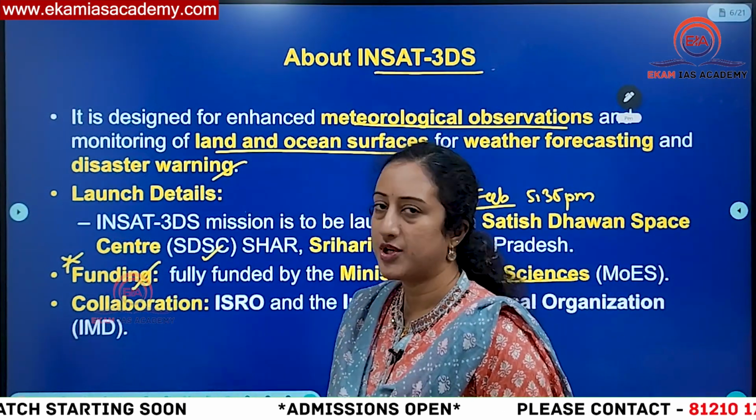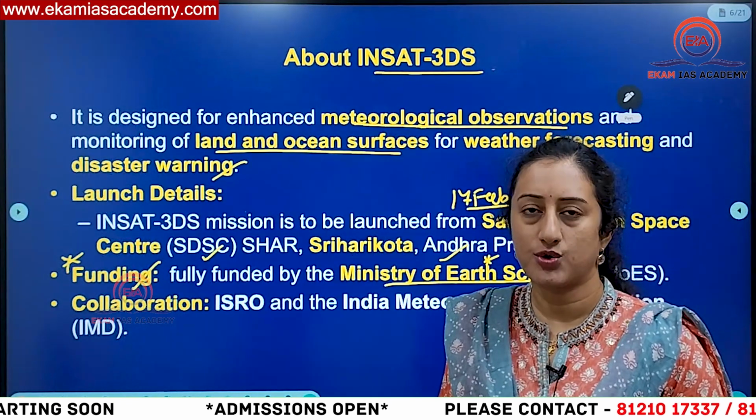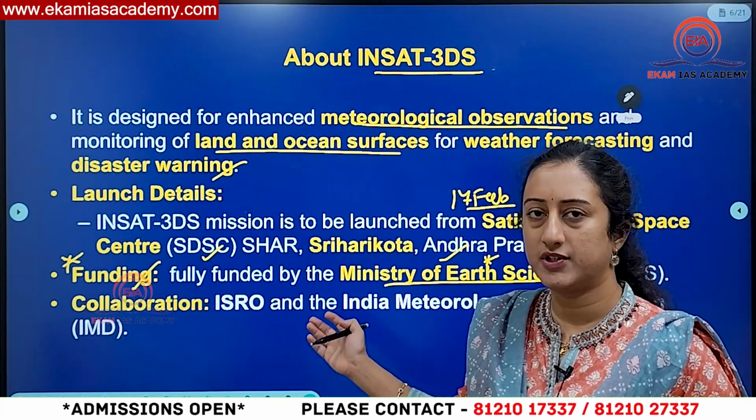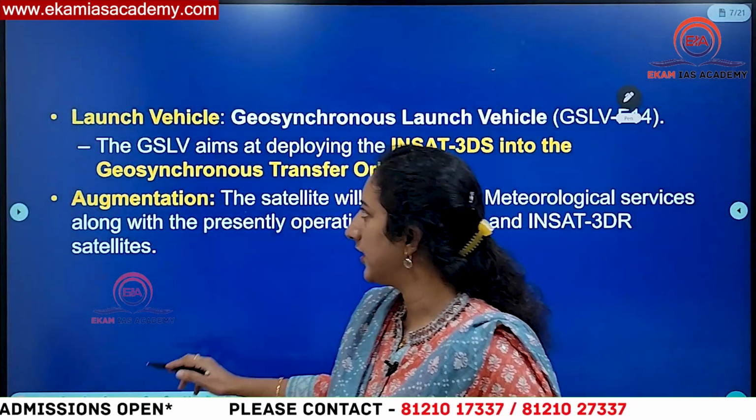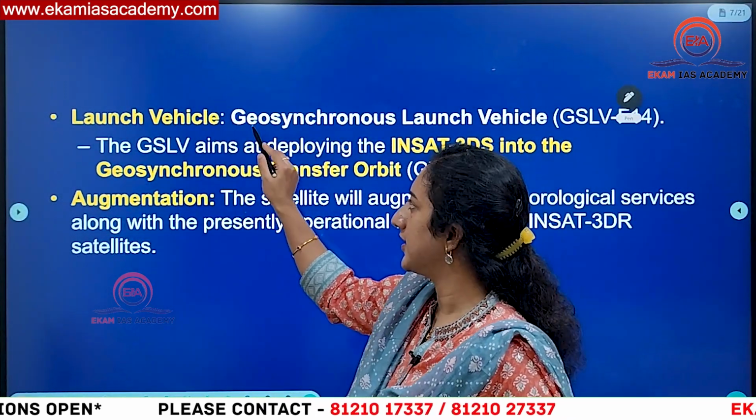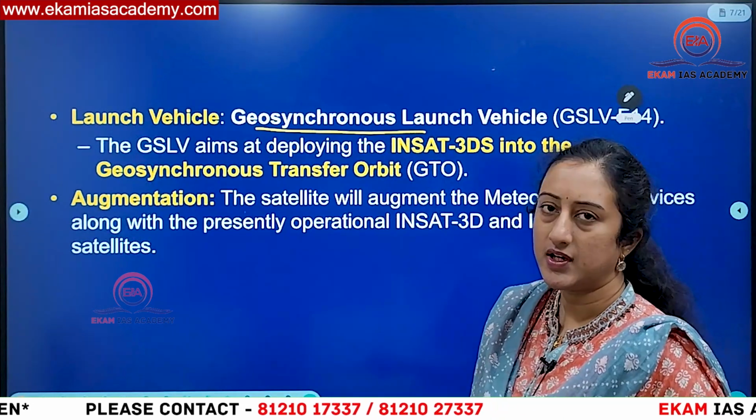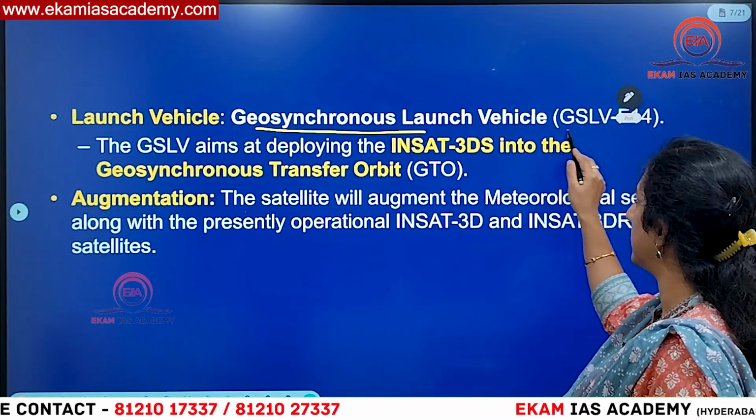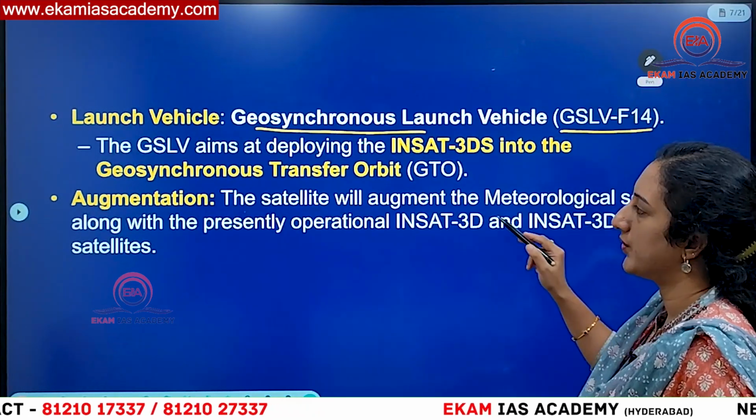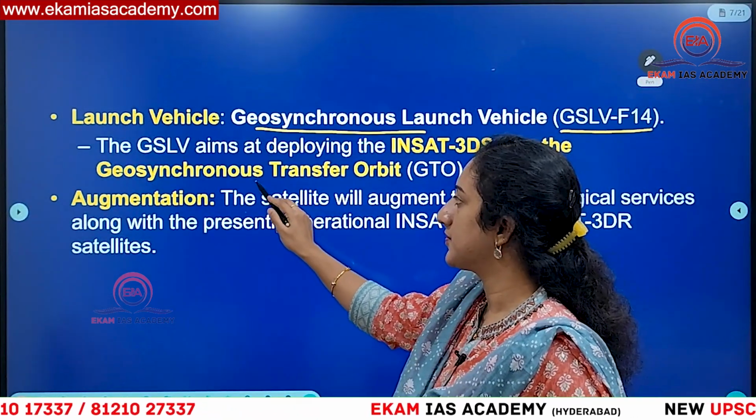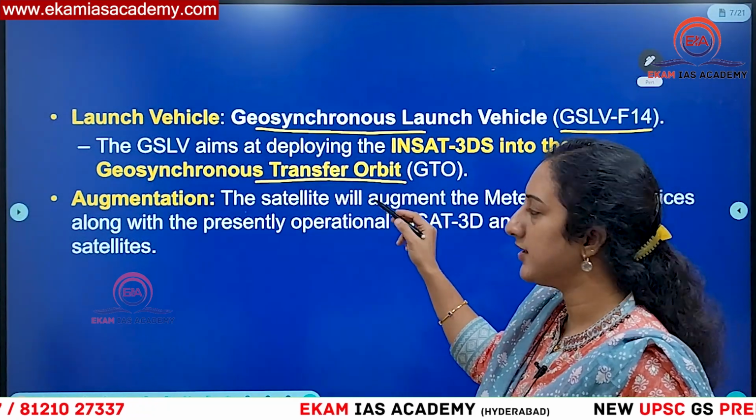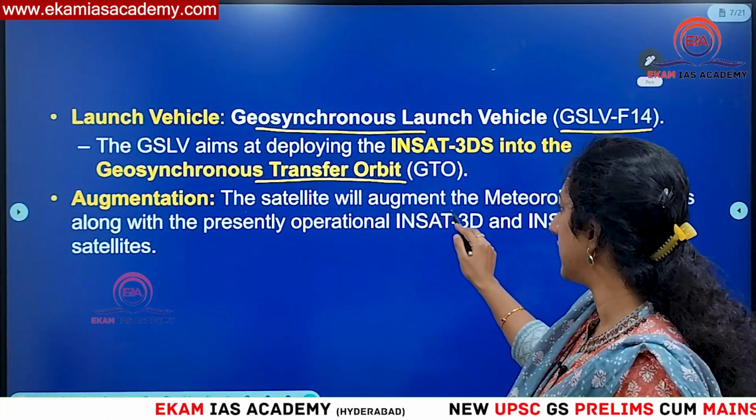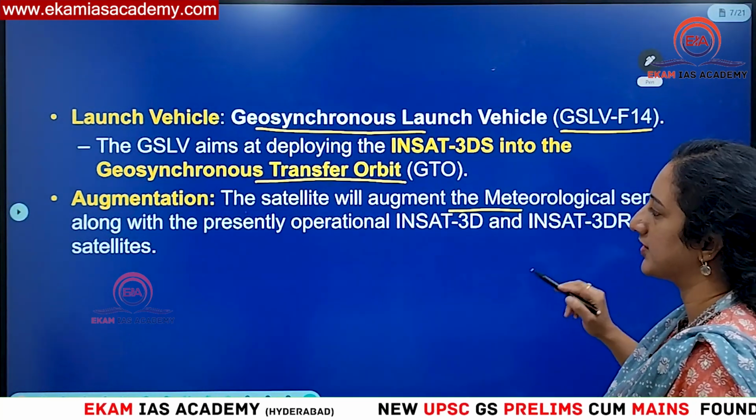And you can see the collaboration. It is a collaboration between ISRO as well as the Indian Meteorological Department, IMD. Both have collaborated for this launch. Then here you can see the launch vehicle, GSLV F14. We'll understand the basics of what GSLV is. So this is going to be GSLV F14, the launch vehicle which will place this satellite in GTO orbit. What is GTO orbit? We'll understand. Augmentation means it will get an augment in terms of meteorological services.